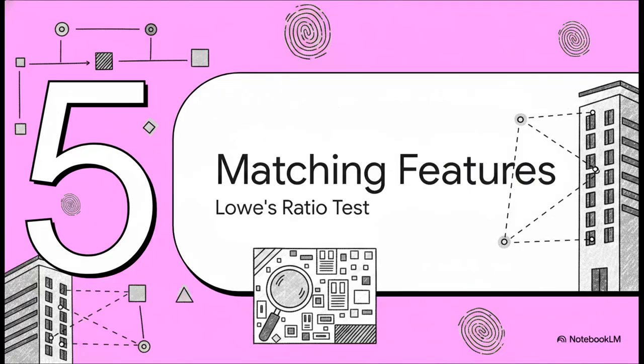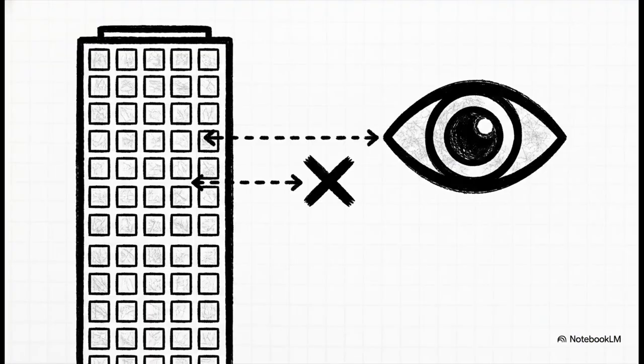Section 5. Matching features like humans. The hard math is done, but how do we actually match these points across different photos? So we have these unique 128-dimensional fingerprints. But there's a catch. What if the computer gets confused by repeating patterns? Imagine taking a picture of a skyscraper with hundreds of identical windows. To solve this, we use Lowe's ratio test.